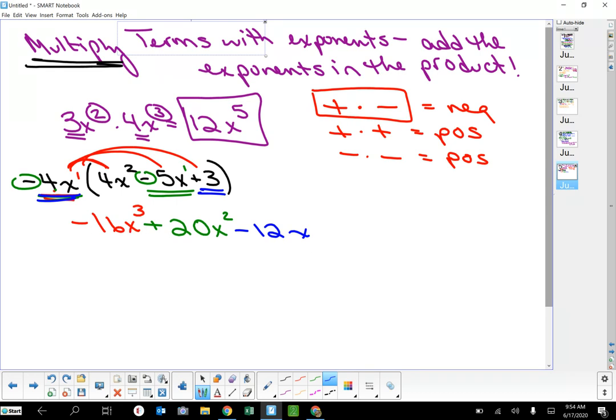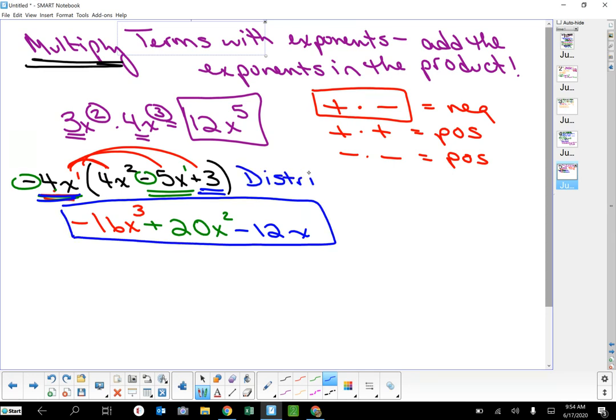Again, here you're done when all of your terms don't have any like terms. And our degrees or our exponential terms are 3, 2, 1. Nothing to add together. And so that would be done. So this is distributing.